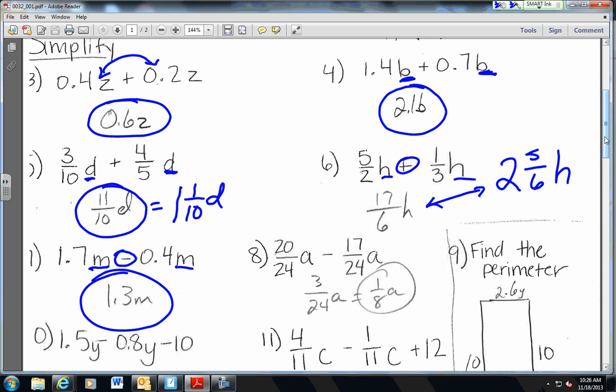Number eight, there, you have like terms, and we are subtracting them. So you can type in your calculator 20 ABC 24 minus 17 ABC 24, and you get the simplest form 1/8a. Then we jump over to number nine.